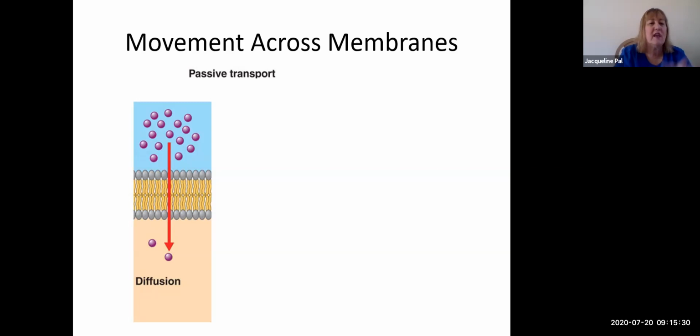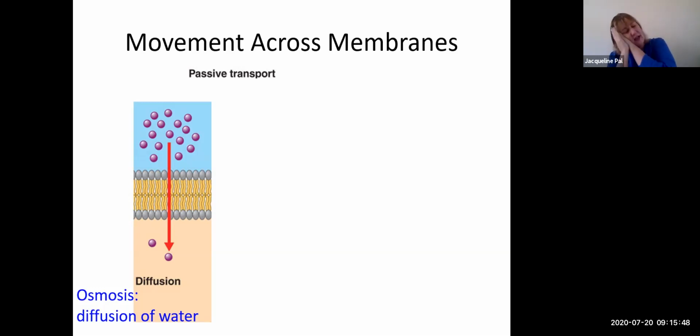Now, when we are talking about the passive transport of water, which is commonplace considering that our bodies are two-thirds water, we have a one-word term for that, and that is osmosis. Osmosis is not sleeping on your anatomy textbook and waking up in the morning knowing it all. Osmosis just means the diffusion of water, in other words, the movement of it from an area of higher concentration to lower concentration.